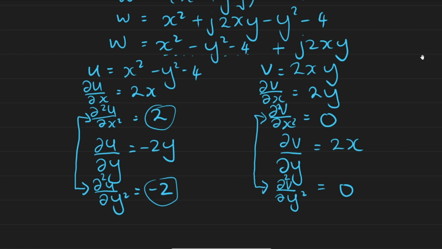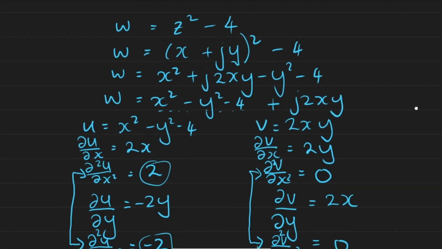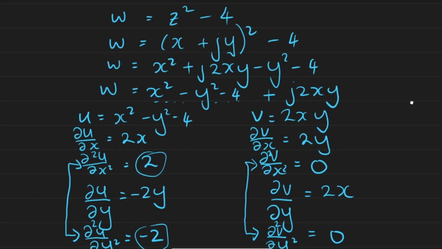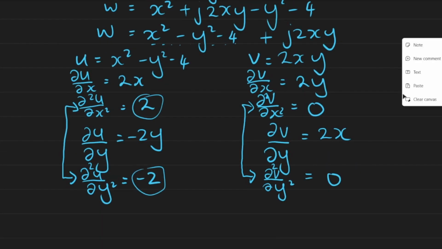So we have shown that for this particular example, z squared minus 4, which we know is an analytic function from the last video, the second derivatives of both u and v sum to 0, proving that both of these are harmonic functions. So thank you for watching.